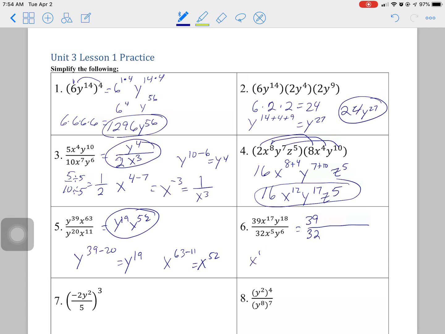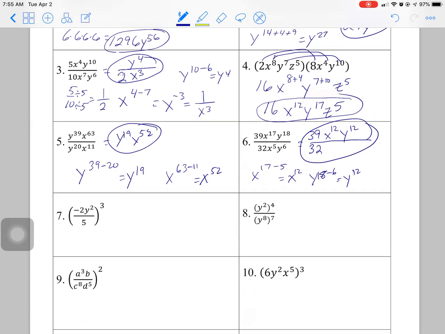All right, and then we had x to the 17 minus 5 is x to the 12, positive, so it's on top. And then 18 minus 6 is y to the, is it 18? Hang on, let me find my key here. It's 12. So y to the 12th up here. That's a weird but final answer.